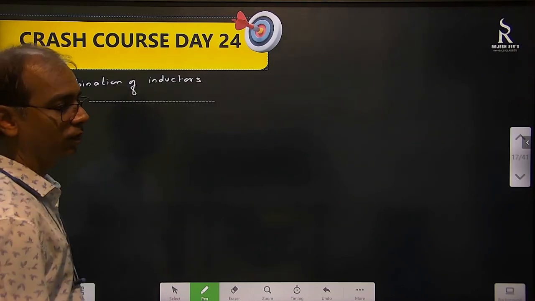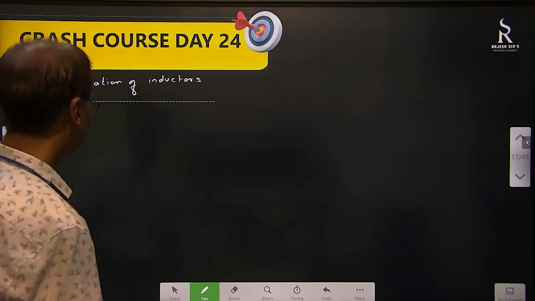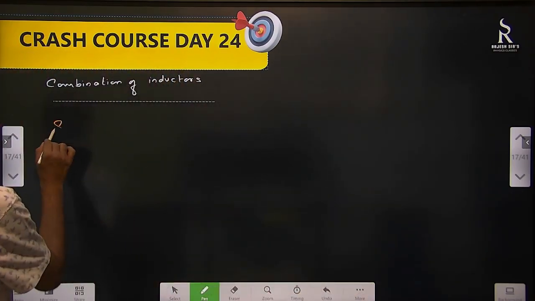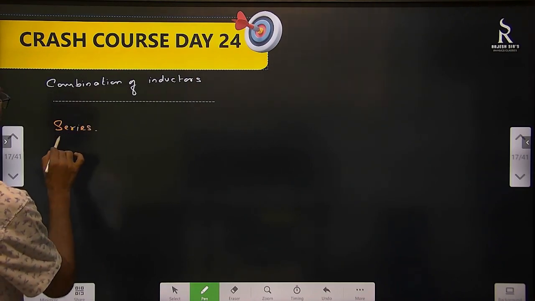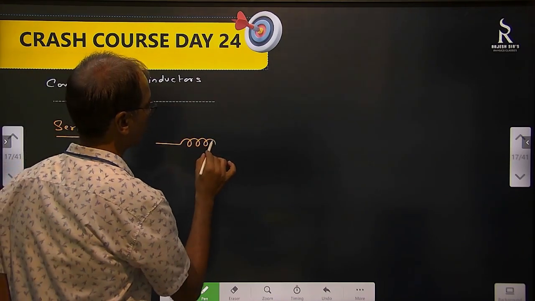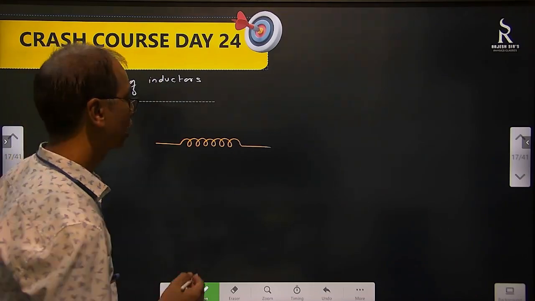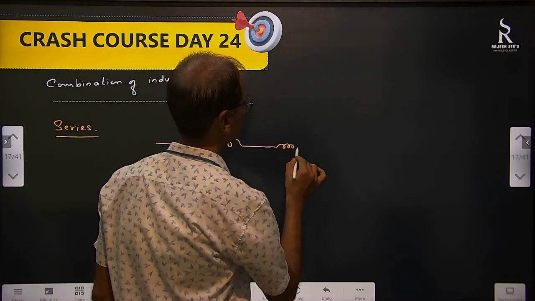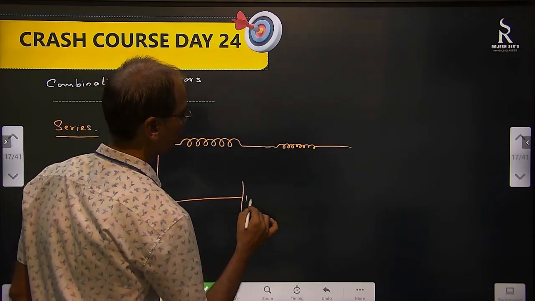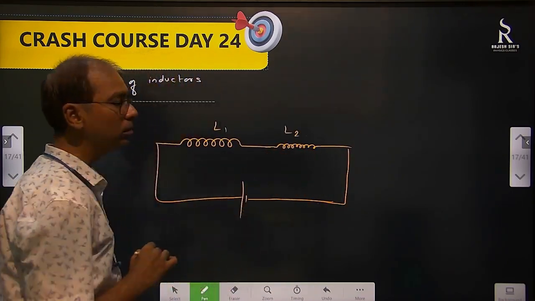Combination of inductors. So far we saw combination of capacitors, combination of resistors, now combination of inductors is also there. So combination of inductors again, series and parallel. So series. In series combination, this is how we make inductors. Inductors basically was solenoid. This is solenoid only. And here also something different. And they are connected in series with the battery. This is L1, this is L2.